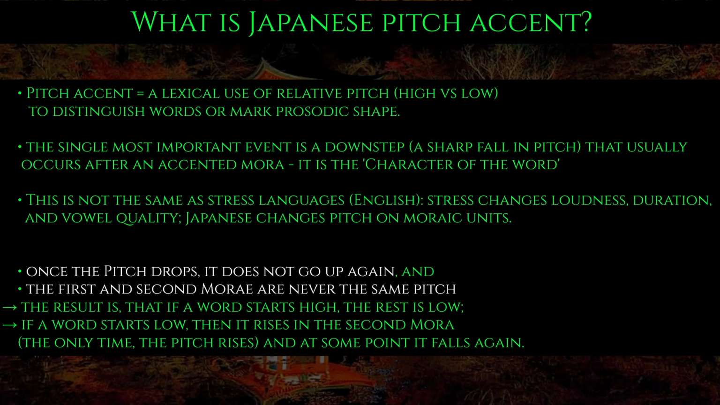In our third lesson for Japanese, we start talking about the pitch accent. So, first, what is Japanese pitch accent? Very short, the pitch accent is a lexical use of relative pitch, high versus low, to distinguish words or mark prosodic shape. In Japanese, the single most important event, linguistically speaking, is a downstep, which is a sharp fall in pitch that usually occurs after an accented mora. Where that fall happens is part of the word's identity.